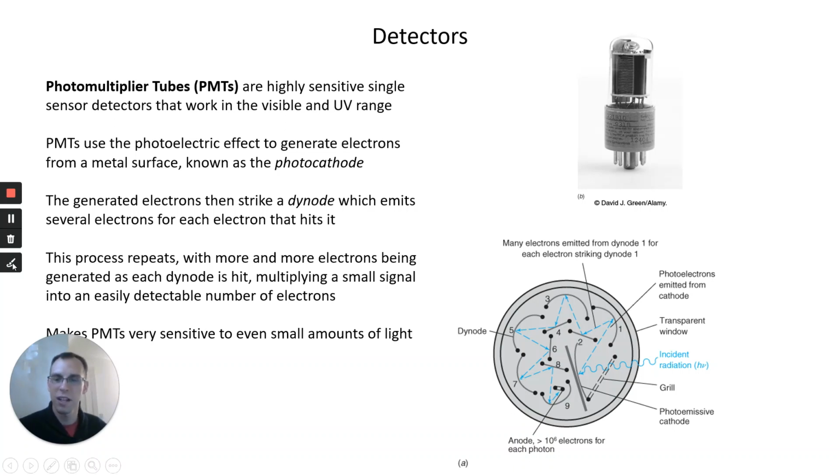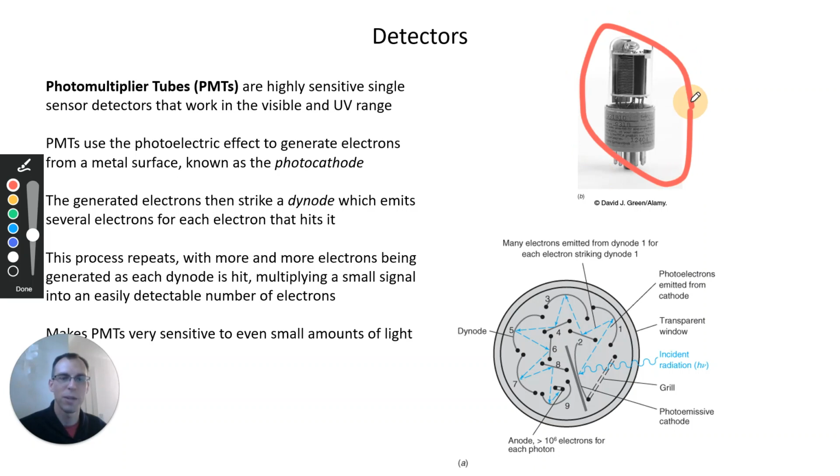They're single sensor detectors and they work in the visible and UV range. They look something like this picture over here. So this is a picture of a PMT. And the way they work is they basically use the photoelectric effect that Einstein described. Once a photon comes in and hits a piece of metal, it generates an electron.